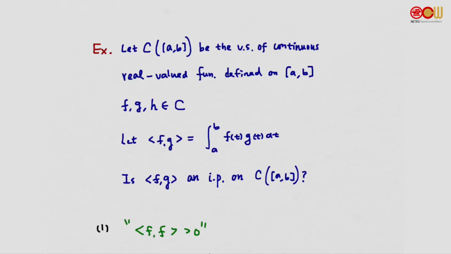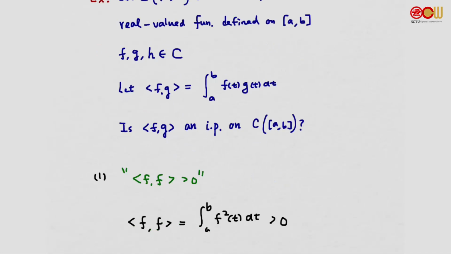First of all, if we stick in f and f, would this always be greater than 0 for a non-zero f? So we throw in f, and this becomes the integral of f squared from a to b. This is greater than 0 as long as f is not the zero function. So the first property is satisfied.